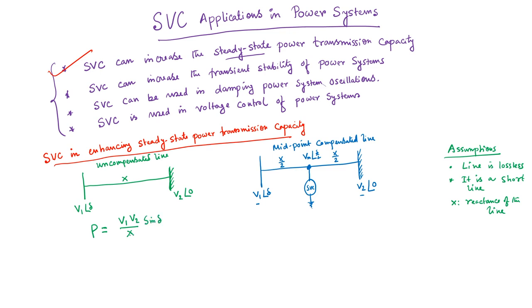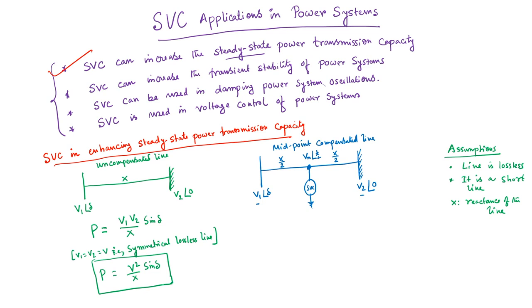Okay. Now, if we consider V1 is equal to V2 is equal to V, that is a symmetrical lossless line, then this expression would be equal to V square divided by x sin delta. So, this we have already derived.